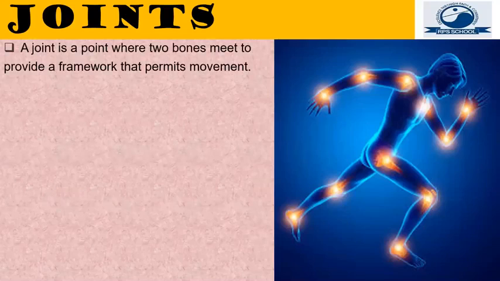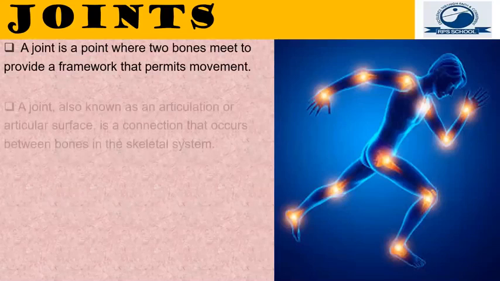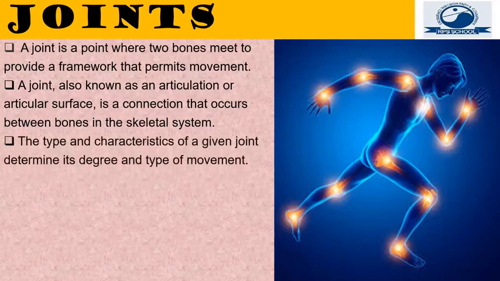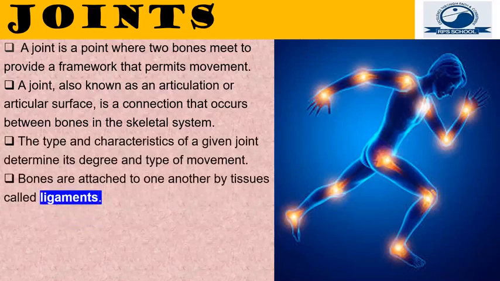Joints. A joint is a point where two bones meet to provide a framework that permits movement. A joint, also known as an articulation or articular surface, is a connection that occurs between bones in the skeletal system. The type and characteristics of a given joint determine its degree and type of movement.